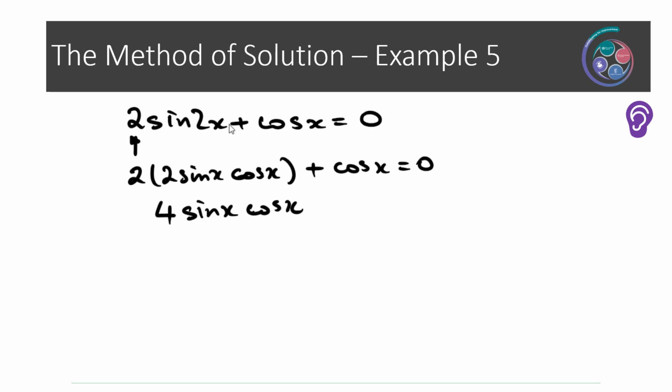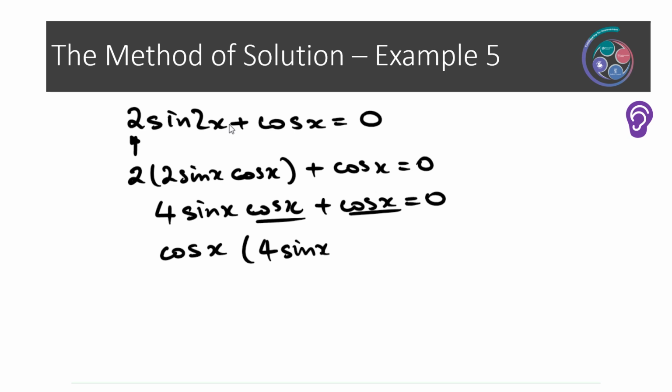Now I know there's some of you out there who might just go straight from that line to this line here, 4 sine x cos x, that's fine. Okay, plus cos x is equal to 0. So we've done our expansion, we've done our tidying up. Next step is to factorise. So I've got a cos x here and I've got a cos x here. So I'm going to take cos x as a common factor. So cos x bracket 4 sine x plus 1 is equal to 0.